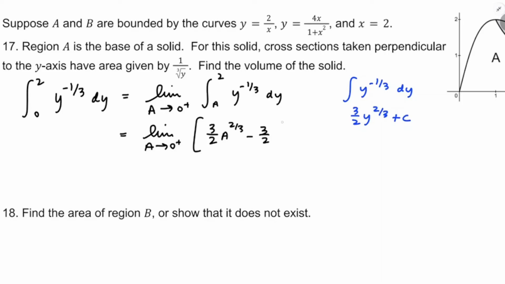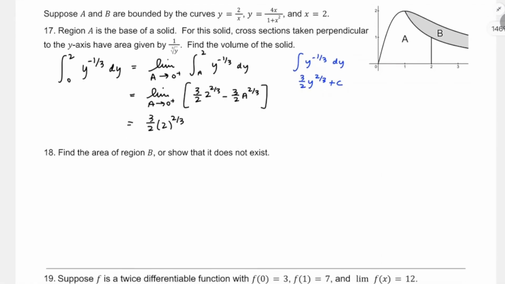3/2 of, wait, no, 2 is the upper bound. That's a pretty easy fix. 3/2 of a to the 2/3, and as a approaches 0, 0 to the 2/3 is still going to be 0 because the cube root of 0 exists. We can square 0, no big deal there. And so that's going to be 3/2 of 2 to the 2/3 power.